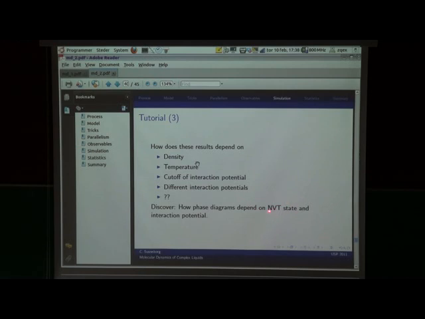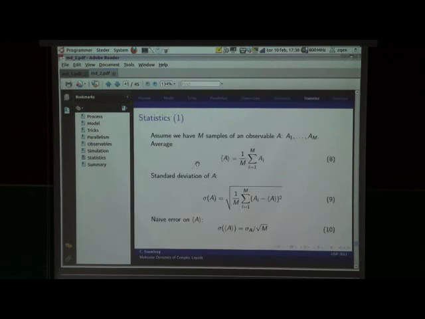Otherwise, NPT would be constant number of particles, constant pressure, and constant temperature. This is where you would do the most experiments. And you could also easily change the simulation so that you're doing it under NPT conditions. But I didn't want to go into details.